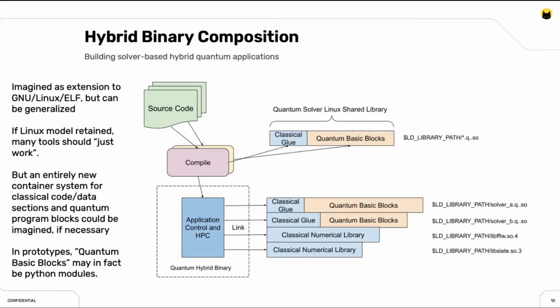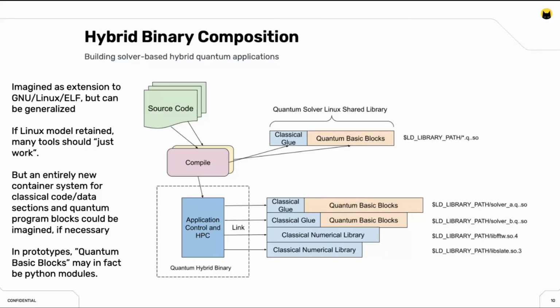And if I then, based on some of those hypotheses, drill down a little bit on how I might build a hybrid quantum binary for HPC, here I'm imagining this as an extension of GNU, Linux, ELF, because that's the world that I came out of. I'm used to hacking up compilers and doing oddball stuff like this because the Linux loader and tools are incredibly general and powerful, and being able to leverage that stuff is just a blessing. So a lot of stuff just works.